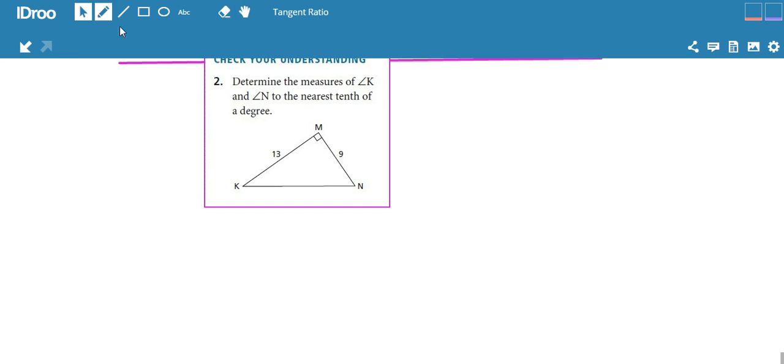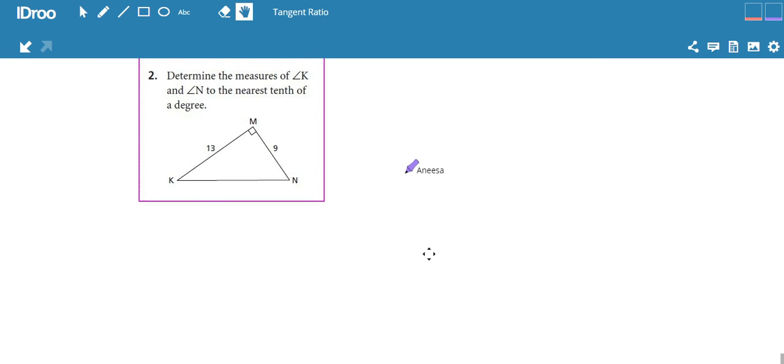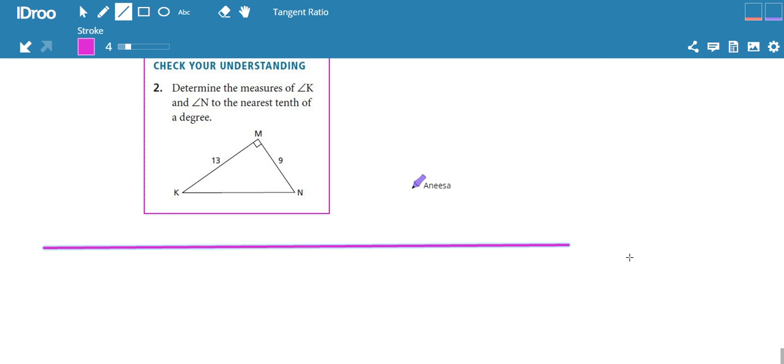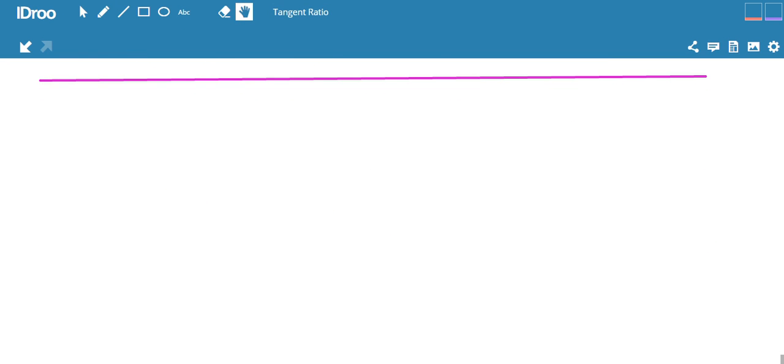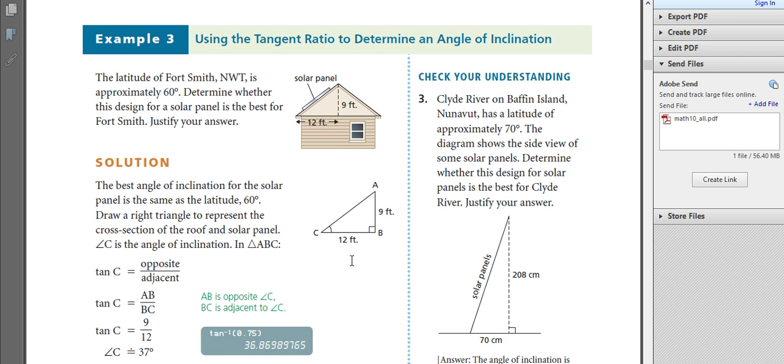So that's your homework, right, Nisa? Okay. So move on to example 3. We have a word problem.